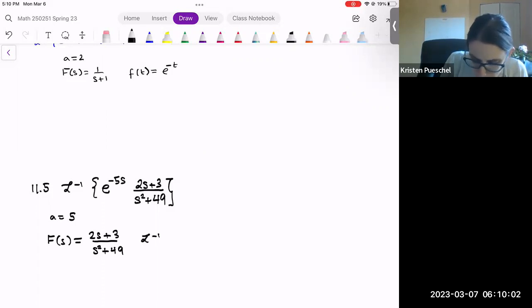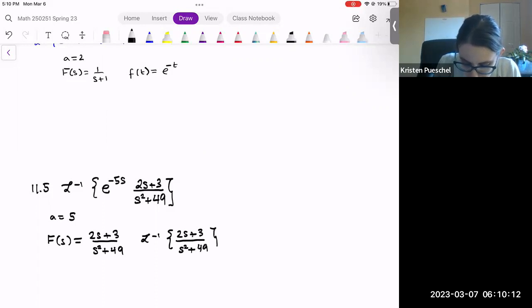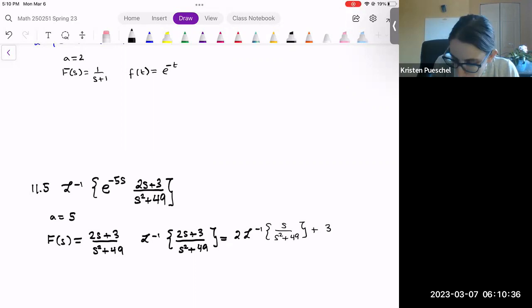Okay, we can always work this out on the side if we like to. 2s plus 3 over s squared plus 49. We should break this up, and we can use our sheet to help us along the way. So this is going to be 2 times the inverse Laplace transform of s over s squared plus 49. So that gives us a cosine term. All right, and we also have a sine term.